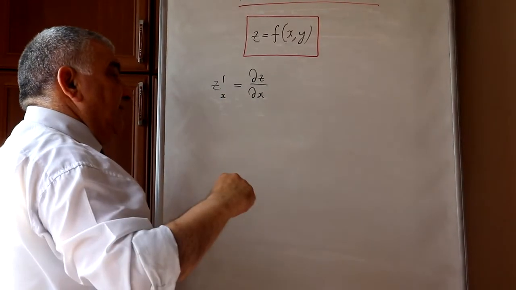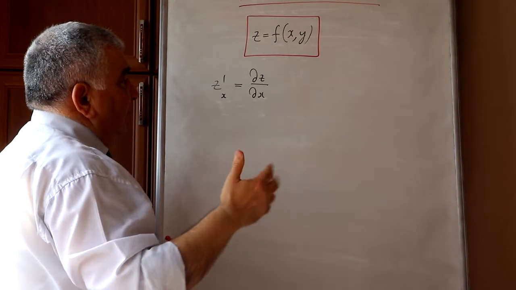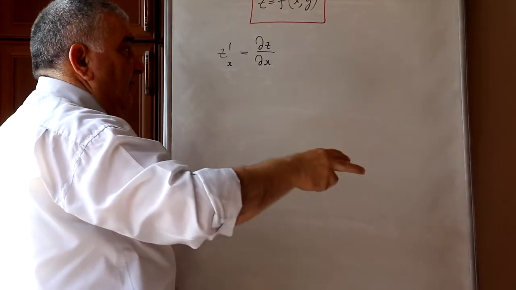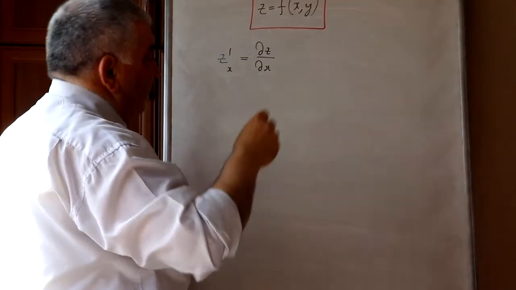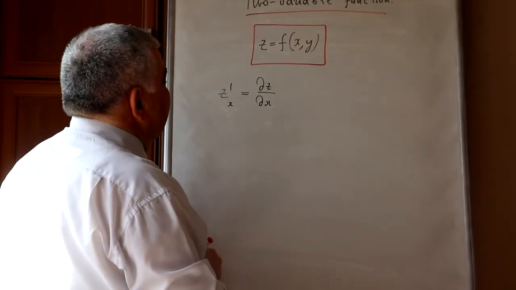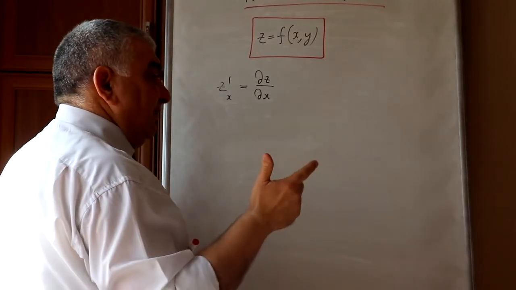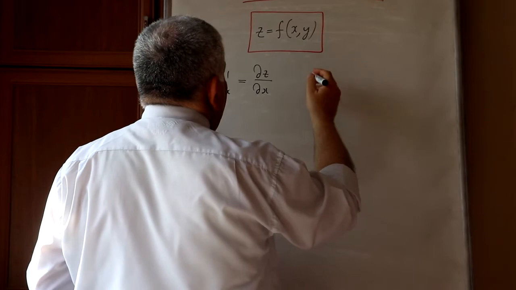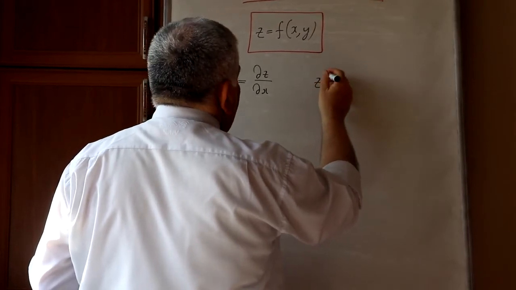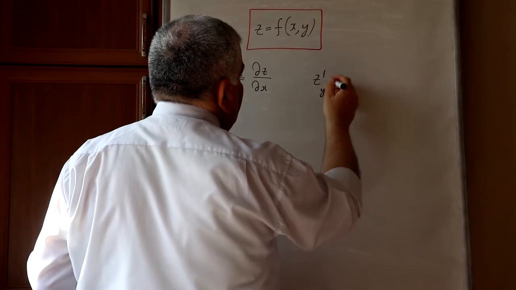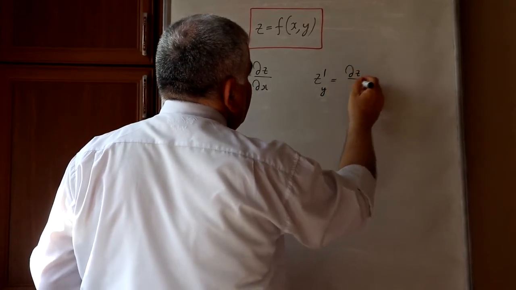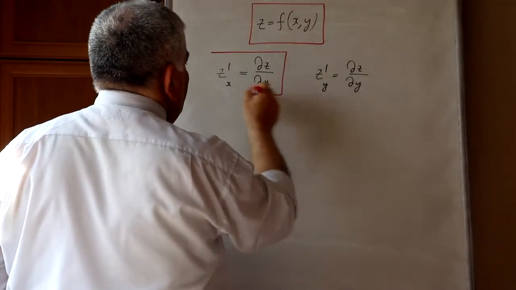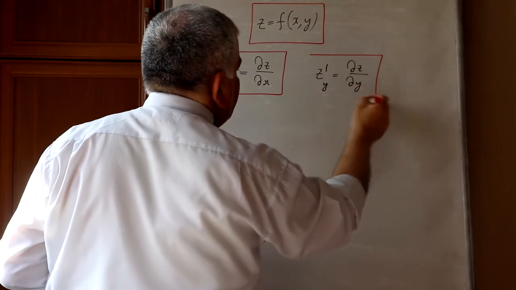But if we take the partial derivative with respect to y, then in this case x is considered a constant value. And the notation of the first partial derivative with respect to y is denoted in the following form: z prime with respect to y, or dz over dy. It is the notation of the first order partial derivative.